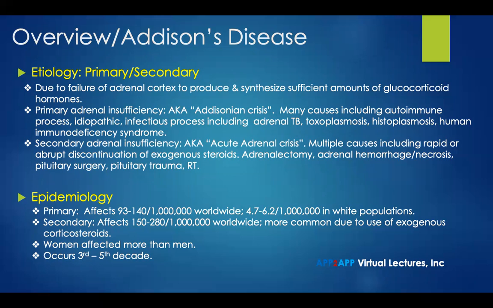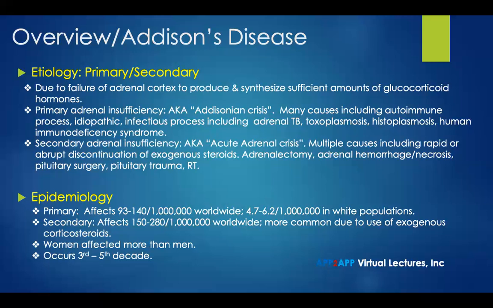Secondary adrenal insufficiency is also known as an acute adrenal crisis. And in these individuals, there are multiple causes, but usually it's because of a rapid or abrupt discontinuation of exogenous steroids. The patient may have undergone an adrenalectomy, may have had an adrenal hemorrhage or necrosis, pituitary surgery, or pituitary trauma, and as I've mentioned previously, radiation.